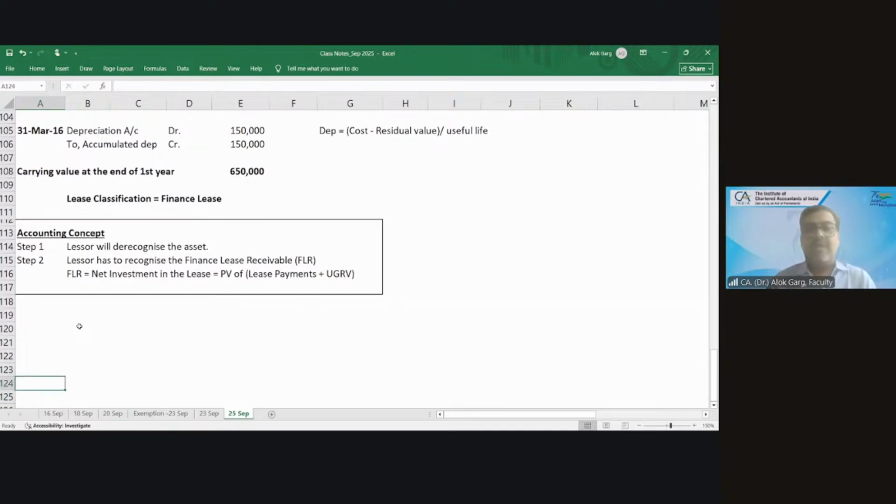So now I need to compute the present value. Present value of future lease payment. So friends, calculation of present value of future lease payments. Future lease payment, FLP, that is lease payments.